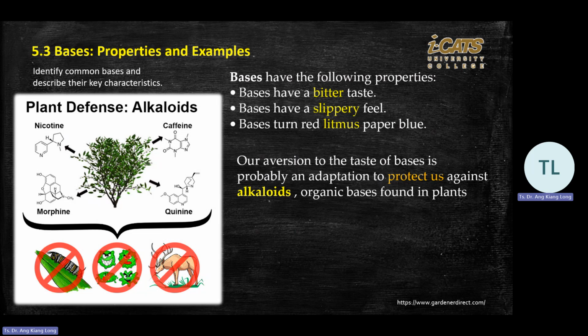Okay, base or alkali will taste bitter. It feels something like soap, slippery. Most of the lotions are towards alkali, your bath lotion and all this. And it will turn red litmus paper to blue, meaning it will change the paper color. Okay, and so on. This one you read.